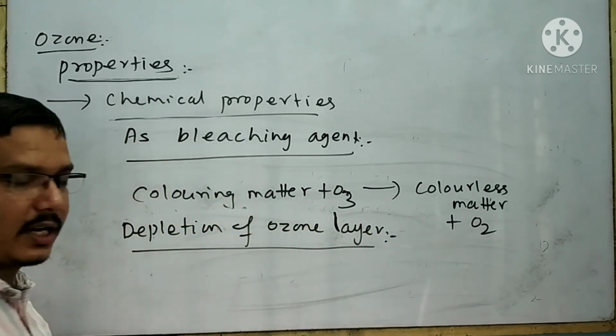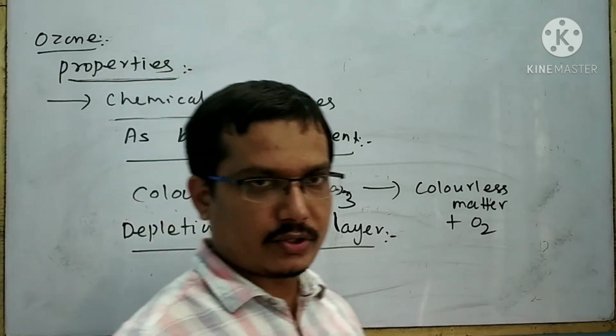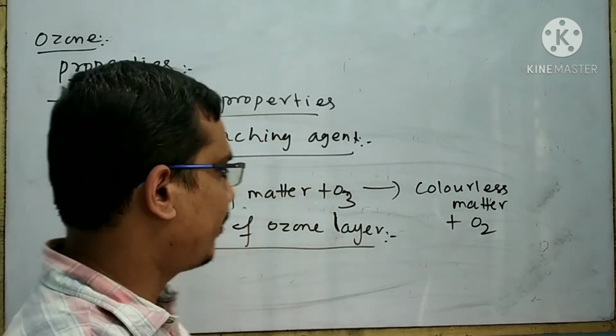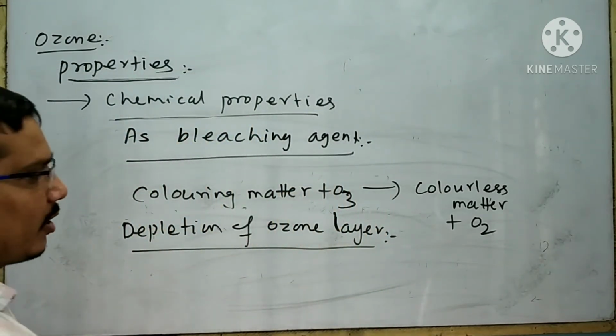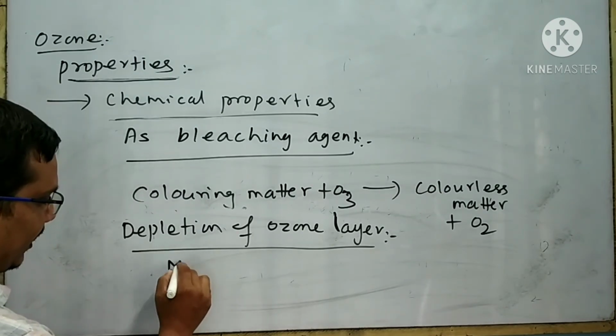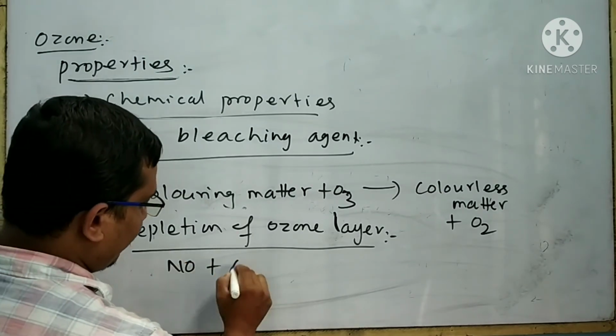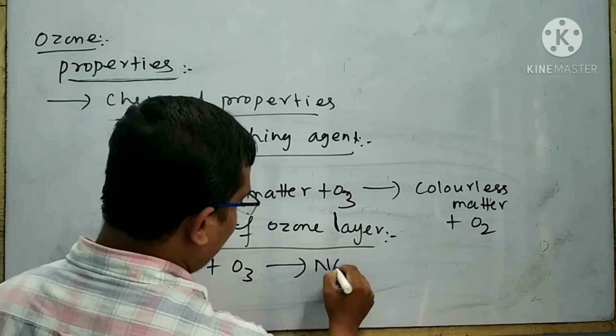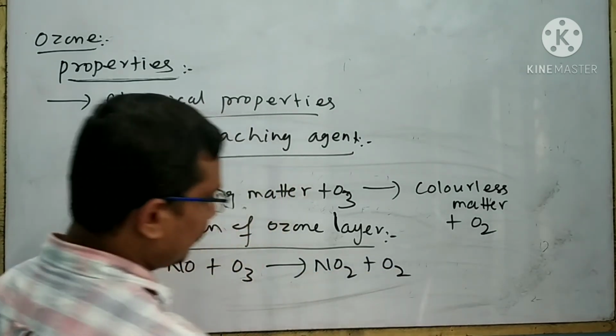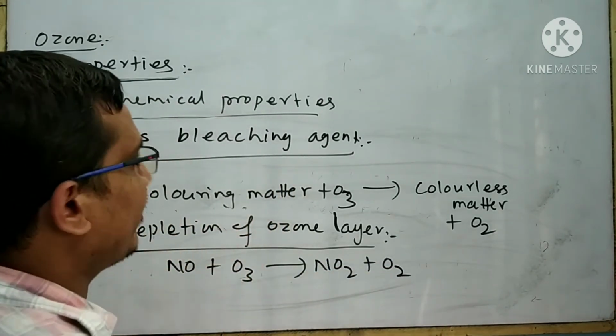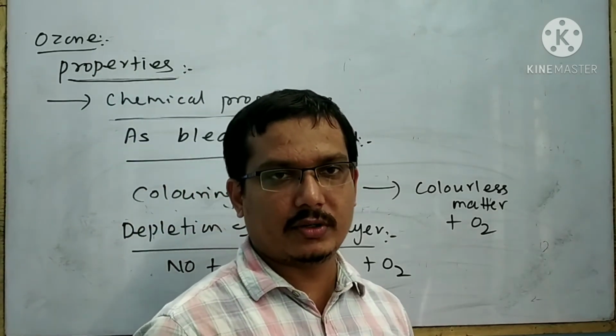Next is depletion of the ozone layer. Ozone rapidly reacts with the oxides of nitrogen. That's why depletion of the ozone layer occurs. I can write the reaction: NO plus O3 gives NO2 plus O2. These are the chemical properties of ozone.